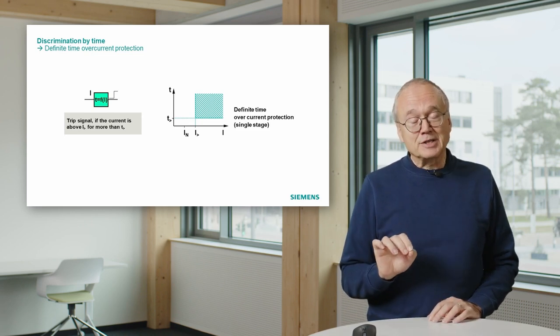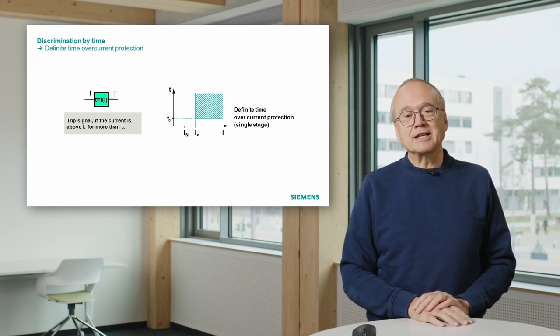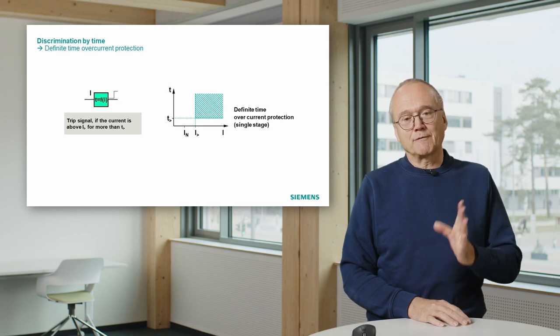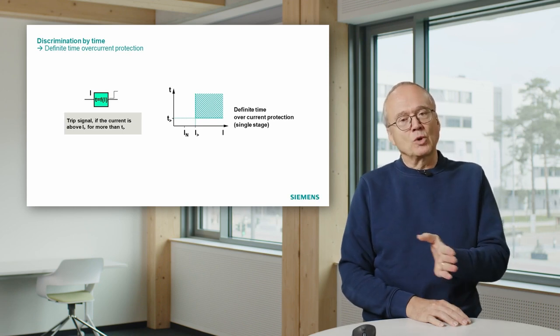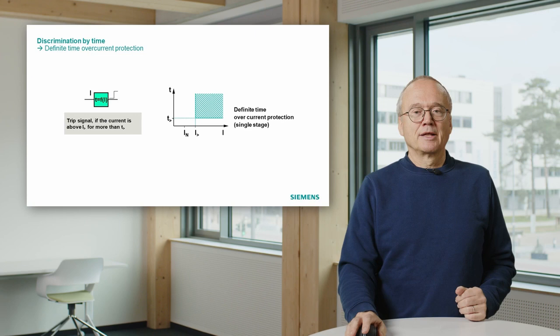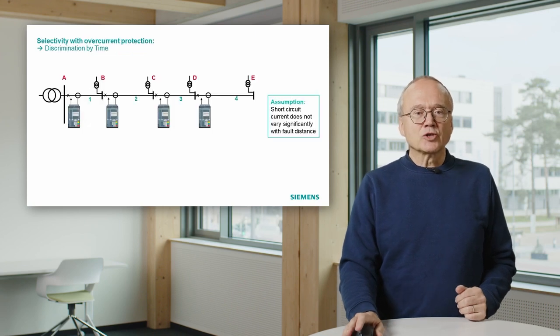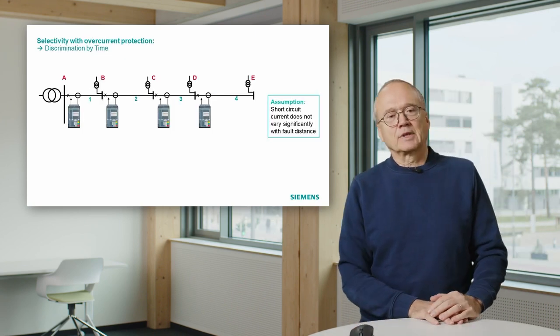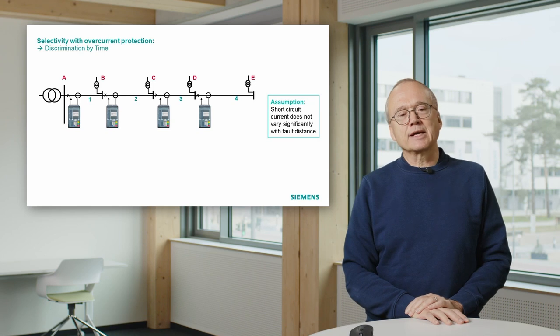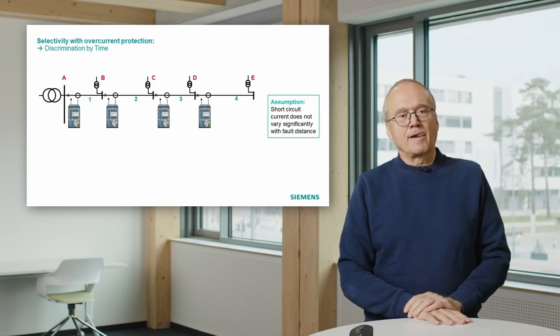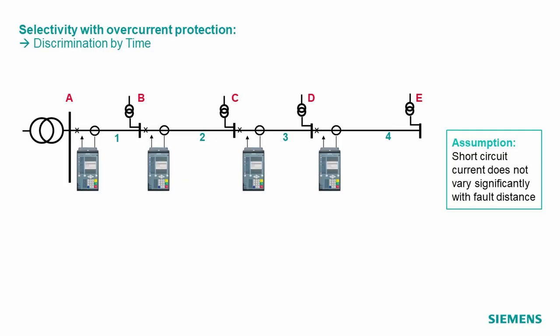And it's called definite time because this time delay is independent of the size of the current. If the current is above this value, the time delay is always the same. So how does this look? What I show here is one feeder of our distribution system.